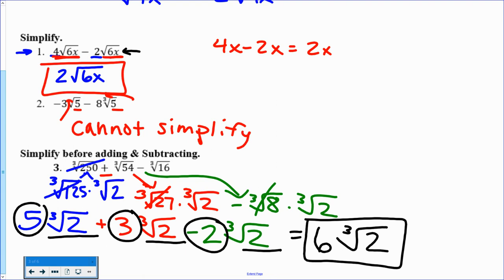If they do have the same index, you will need to double check if they are all simplified. If they were already simplified, then it would be done from when we started, but I will need to first check to simplify to see if I can combine anything else together because they may be like radicals. Okay, so that's it for adding and subtracting.